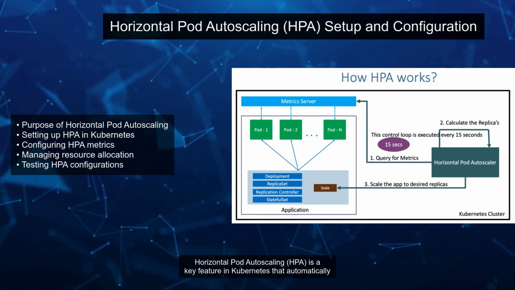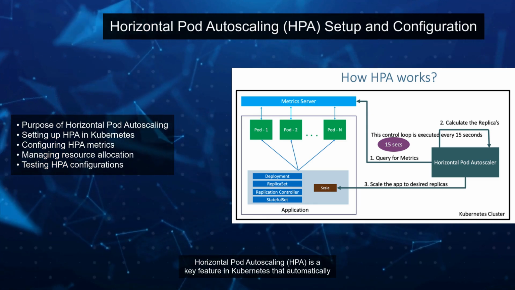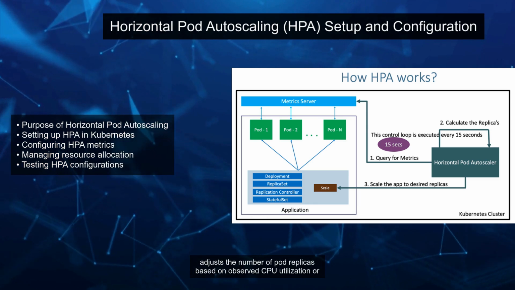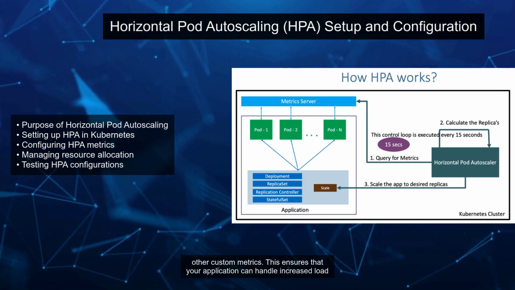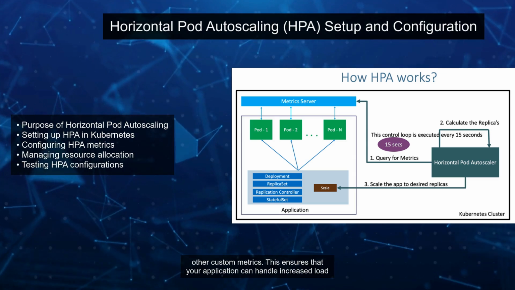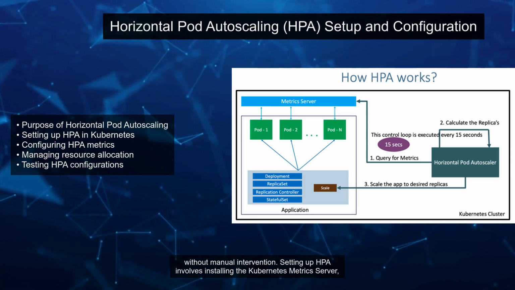Horizontal pod autoscaling, HPA, is a key feature in Kubernetes that automatically adjusts the number of pod replicas based on observed CPU utilization or other custom metrics. This ensures that your application can handle increased load without manual intervention.